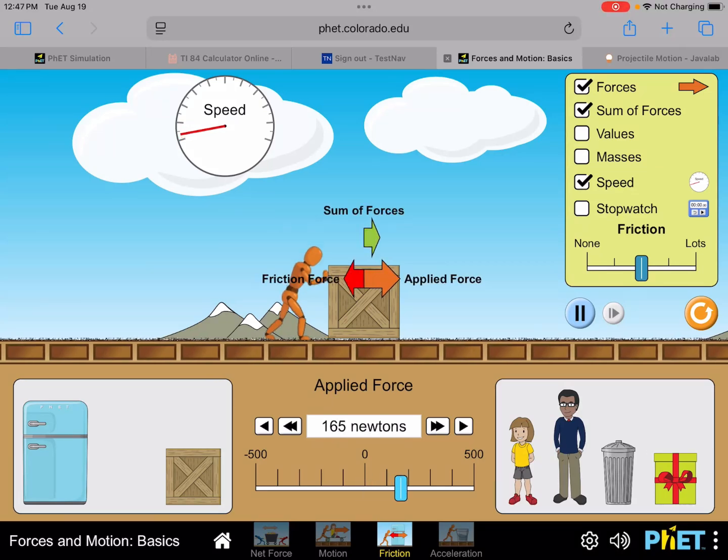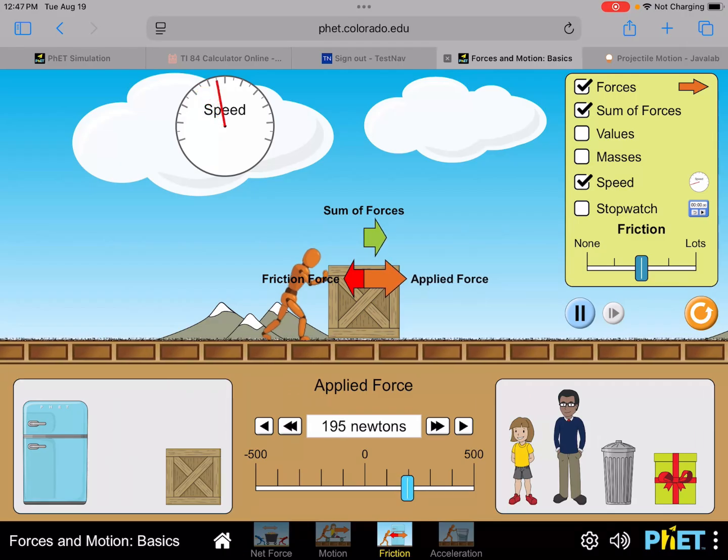So let's watch what happens here, right? Remember, it's not just a force that determines the acceleration, it's the net force. So notice, even though I'm applying a 200 Newton force here, we're not accelerating as much as we were when we had no friction, because the friction is canceling out with that applied force. You can see the sum of forces there is smaller.